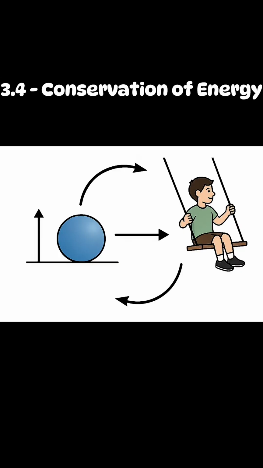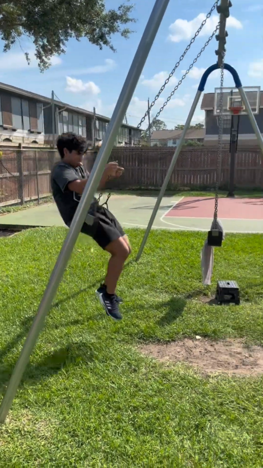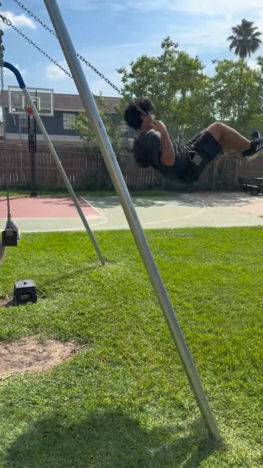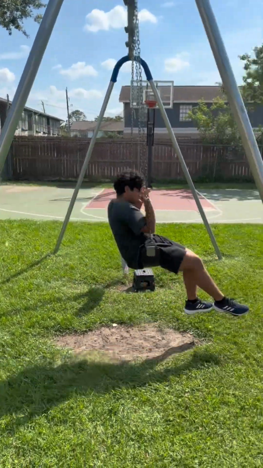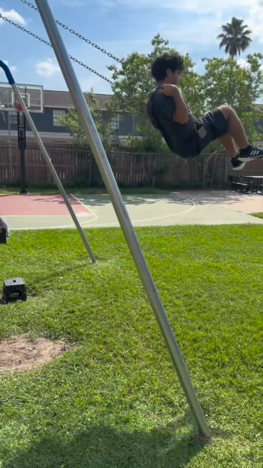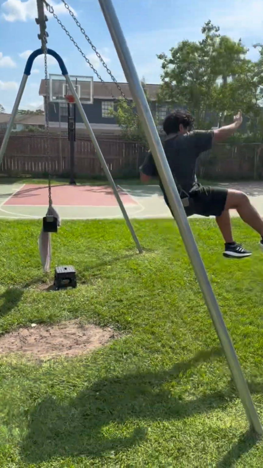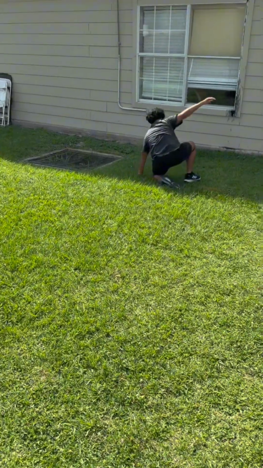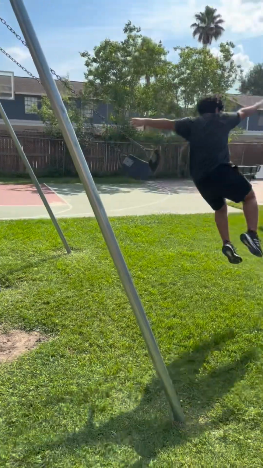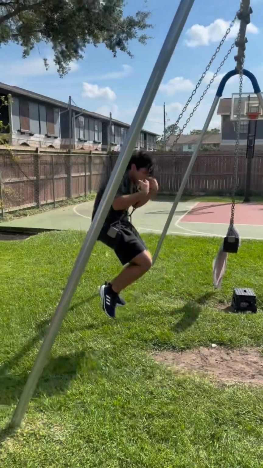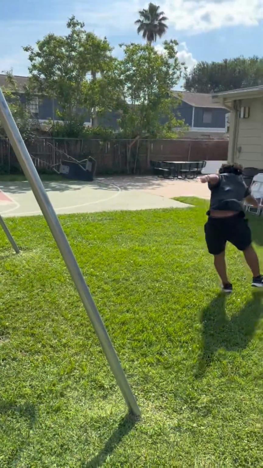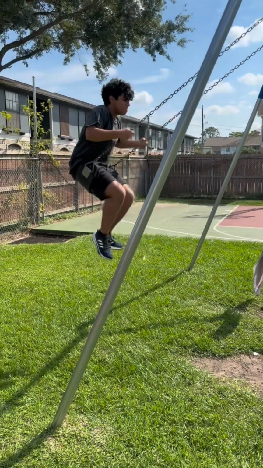3.4 Conservation of energy. As I swing higher into the air, my kinetic energy decreases while my gravitational potential energy increases. According to Ug equals mgh, at the highest point of the swing, my speed is very small, so most of the energy is stored as gravitational potential energy. As I move downwards, that stored potential energy converts back into kinetic energy. According to KE equals 1/2 mv squared, at the bottom of the swing, my speed is greatest, so kinetic energy is at its maximum. This demonstrates conservation of mechanical energy because energy continuously changes forms between kinetic and gravitational potential energy, while the total amount of energy remains approximately constant.